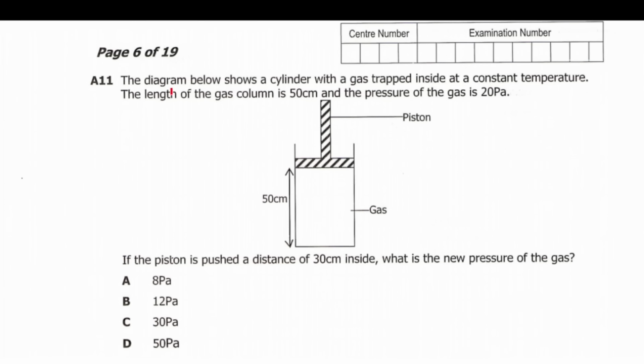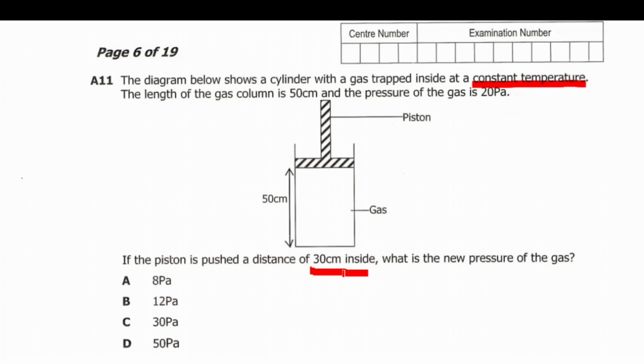The next question reads, the diagram below shows a cylinder with a gas trapped inside at a constant temperature. The length of the gas column is 5 centimeters and the pressure of the gas is 20 pascals. So this is the cylinder, and inside the cylinder is a piston, which is a movable part like a pump. All right. Then here they're saying if the piston is pushed a distance of 30 centimeters inside, what is the new pressure of the gas?